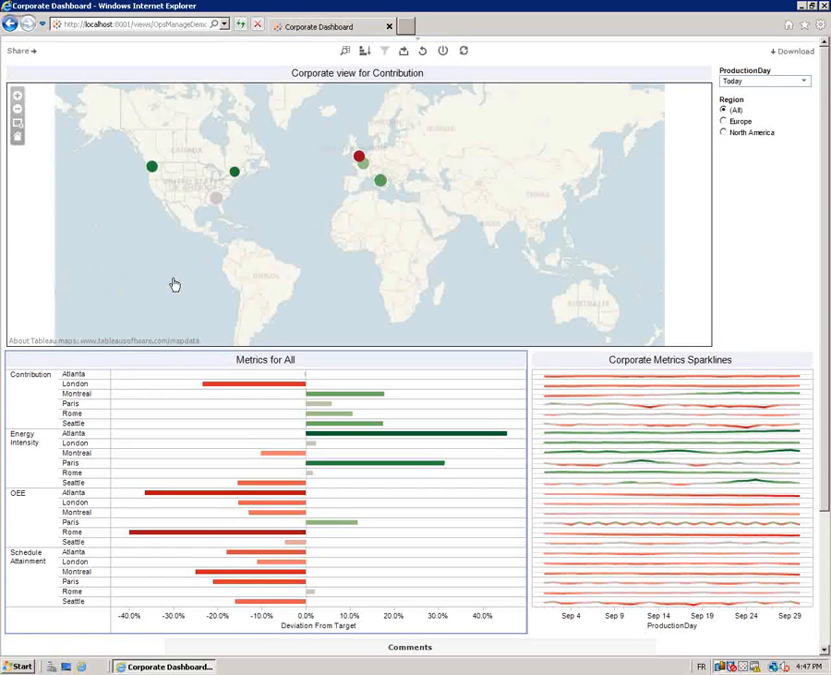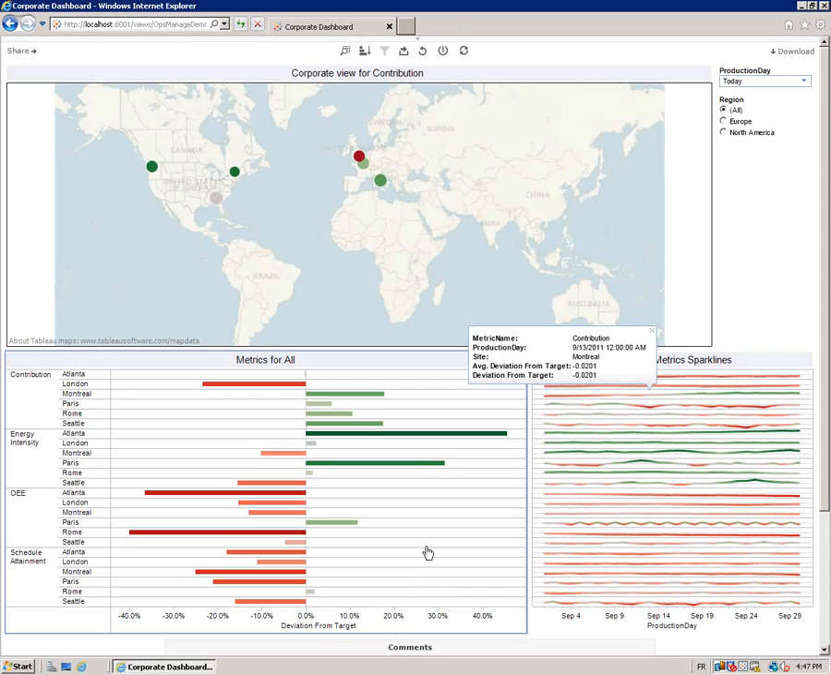Jack, with his dashboard on his iPad, can look at these various metrics and have an idea of how well each of the plants are performing with respect to each other and how well they are deviating from the target for each of these metrics. In addition, on the right-hand side, he has spark lines, which are basically trend indicators showing how the metrics have evolved over time, over the past days.